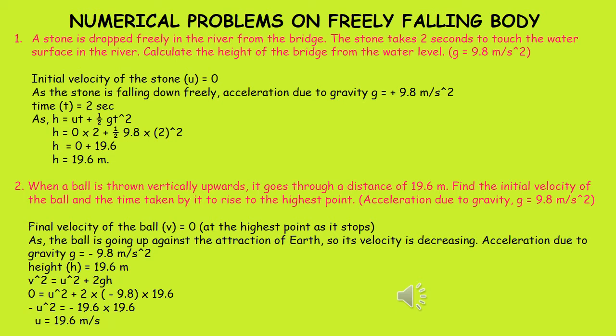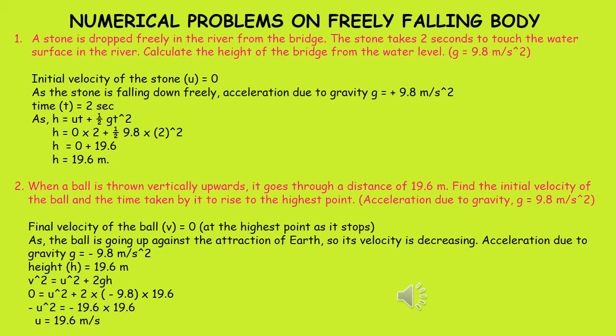When a ball is thrown vertically upwards, it goes through a distance of 19.6 meter. Find the initial velocity of the ball and the time taken by it to rise to the highest point. Acceleration due to gravity is once again given, g is equal to 9.8 meter per second square.